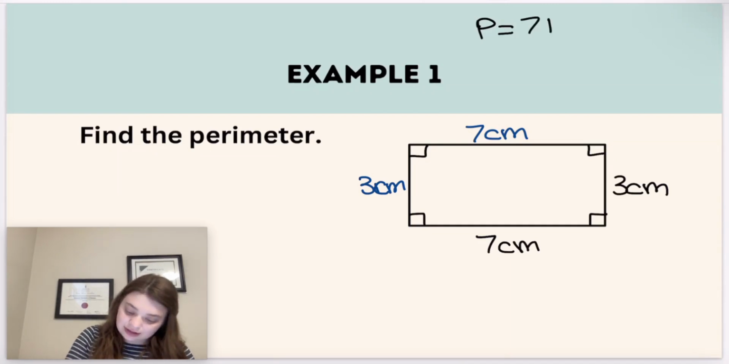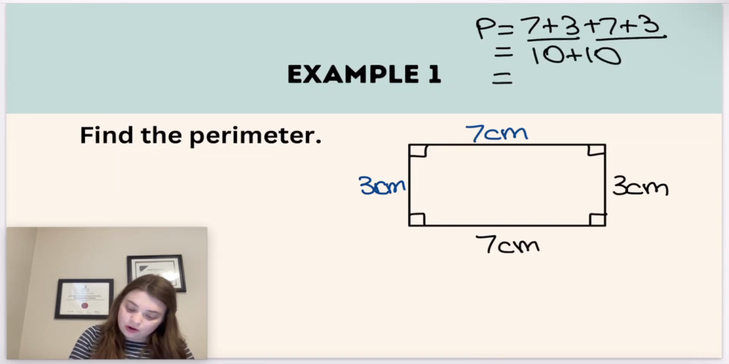I'd add 7 plus 3 plus 7 plus 3. And well, 7 plus 3 is 10. 7 plus 3 here is another 10. And so overall, that's just going to be 20 centimeters.